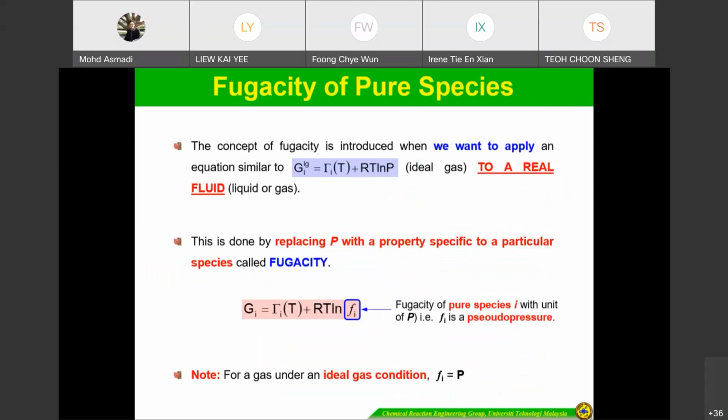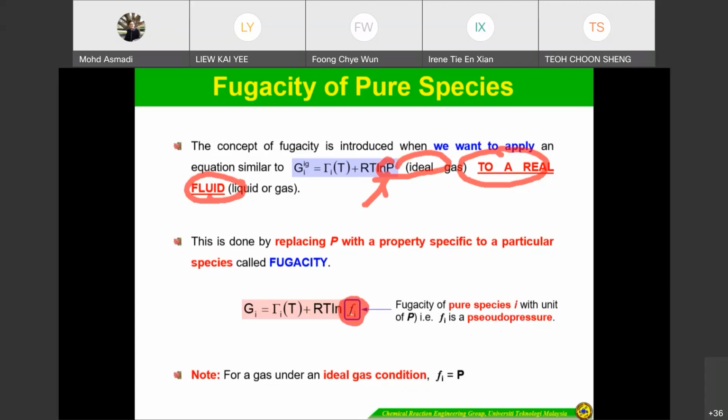If you still remember from the previous slide, the concept of the Gibbs energy for the ideal gas uses pressure. We want to apply an equation similar to this one, G_i^ig = Γ_i(T) + RT ln P. This is for the ideal gas, but we want to apply it to real fluids. So we have to replace this P with the fugacity, the fugacity of the pure species. We call it a pseudo pressure, because it is approximately close to the value of the pressure.